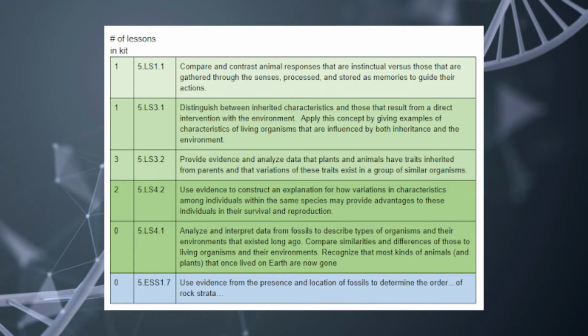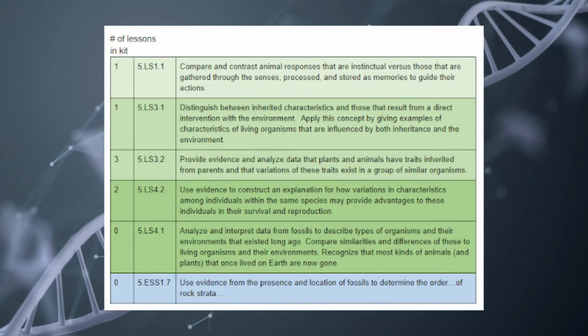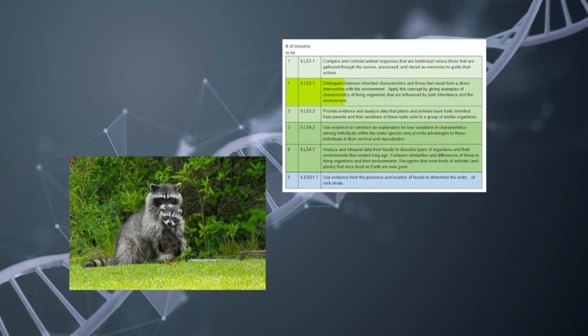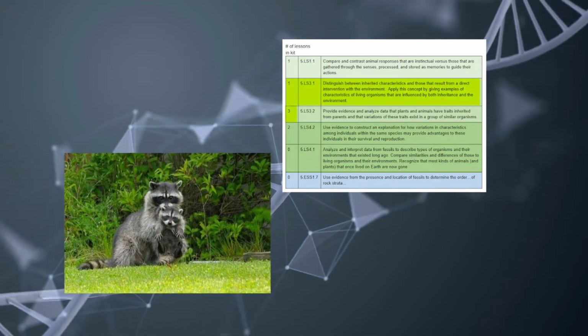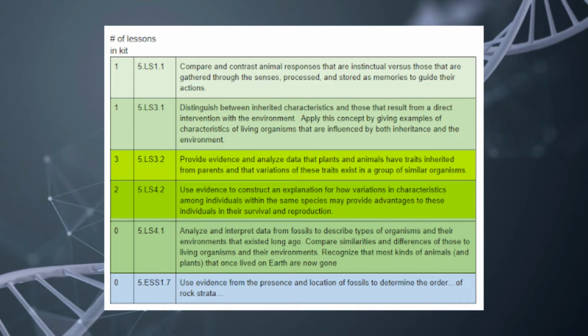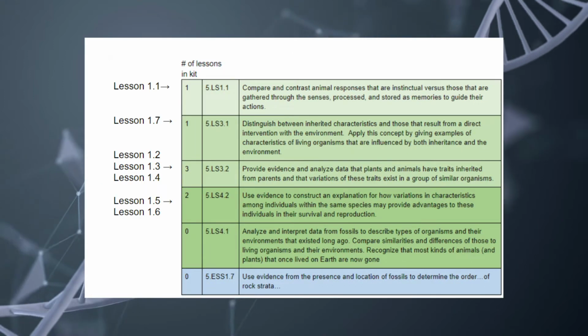Although each lesson has been paired with only one standard for the purposes of making this table, some of these standards have overlapping component ideas, and they'll be reinforced throughout all 7 of the kit's lessons. For example, recognizing that certain traits are inherited from parents is covered by 5.LS3.1 and 5.LS3.2. And variations of these traits that exist within individuals in a species is an idea covered in both 5.LS3.2 and 5.LS4.2. And here are the lessons from the kit which pair with these standards.